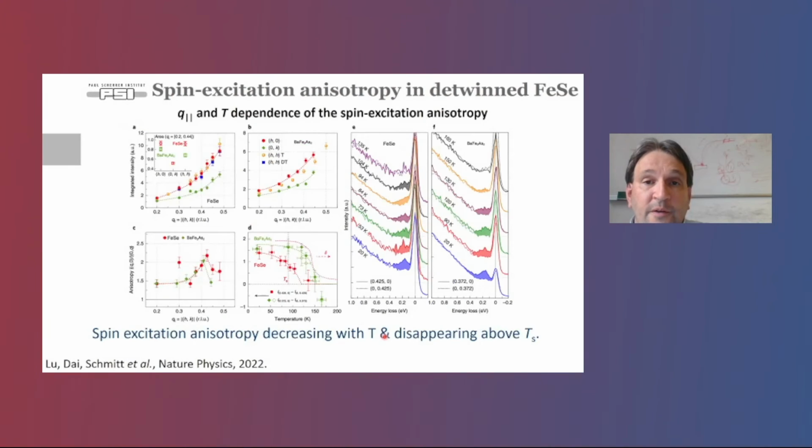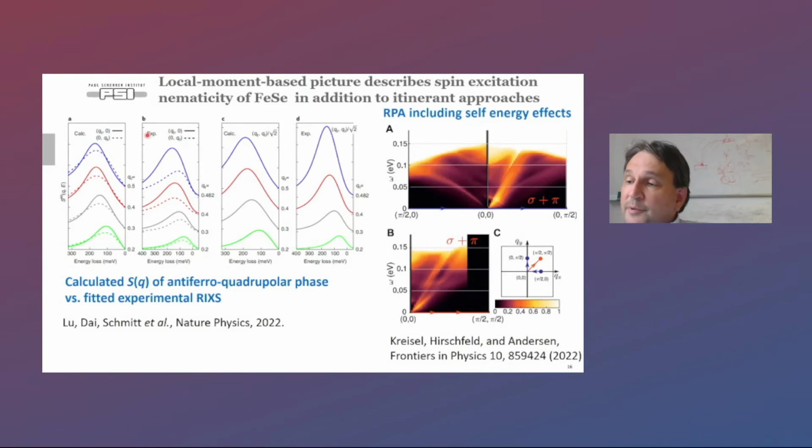Okay, good. So as a last step, we were simply comparing our experimental results with different models. What we compare here is a local moment-based description of the spin excitations of nematicity in iron selenide, done really in a local moment approach, with quadrupole antiferromagnetic moments describing this.